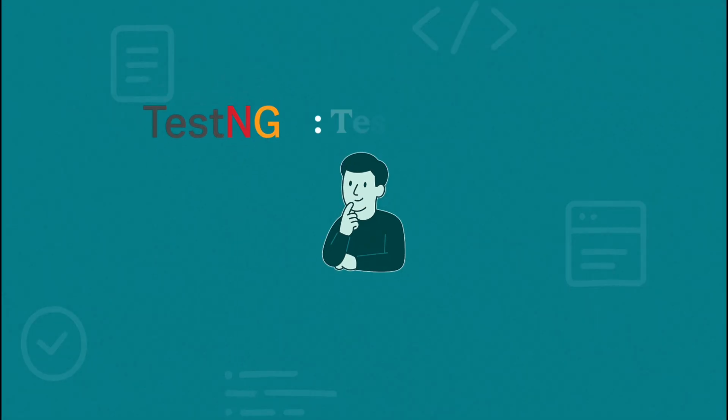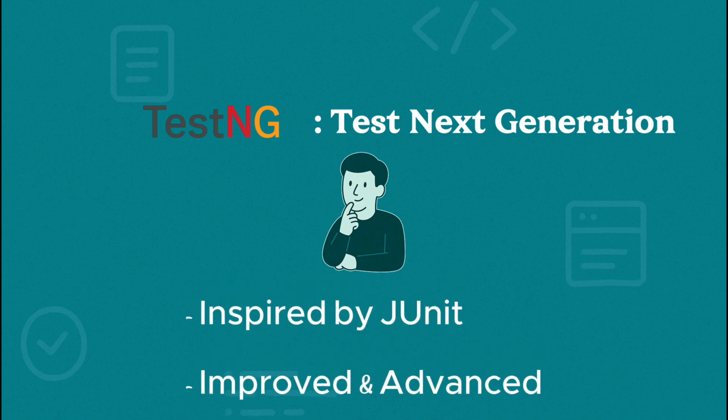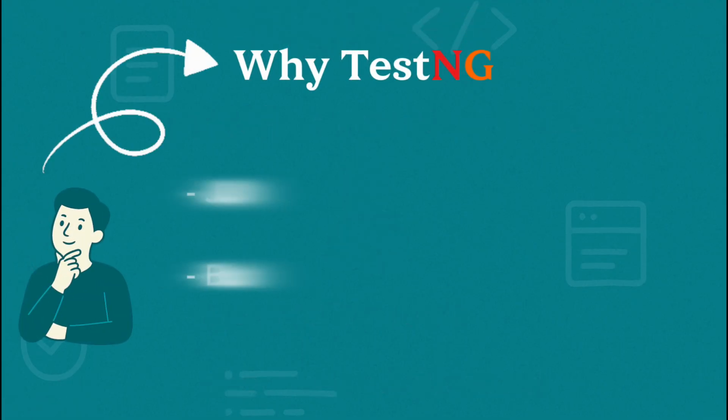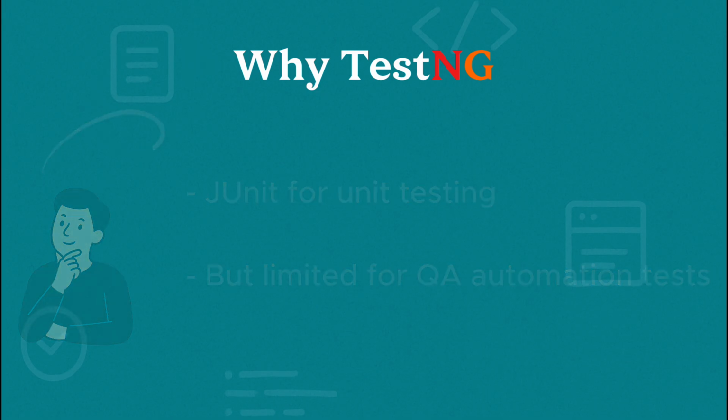TestNG stands for Test Next Generation. It's a powerful testing framework inspired by JUnit, but it comes with a lot of improvements and advanced features. Now, why do we even need TestNG? JUnit is great for unit testing, but when we step into real automation frameworks, especially in Selenium or API testing, JUnit feels limited. Here's what TestNG gives us right out of the box.